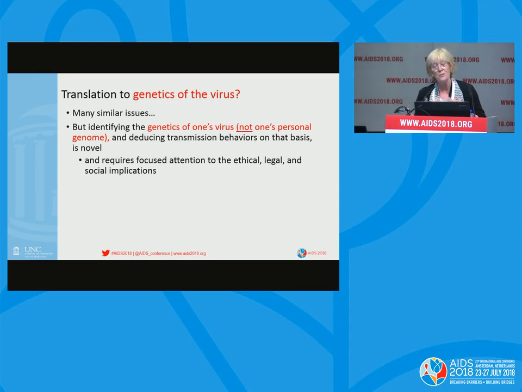So I think it behooves people who are in these fields of ethics and social implications to really pay attention to what the new issues are. How can people relate to information about the viruses? Do they become part of their identity? Is there more or less responsibility or blame on transmission networks? And how can communities as well as individuals be able to consent? So that's it.